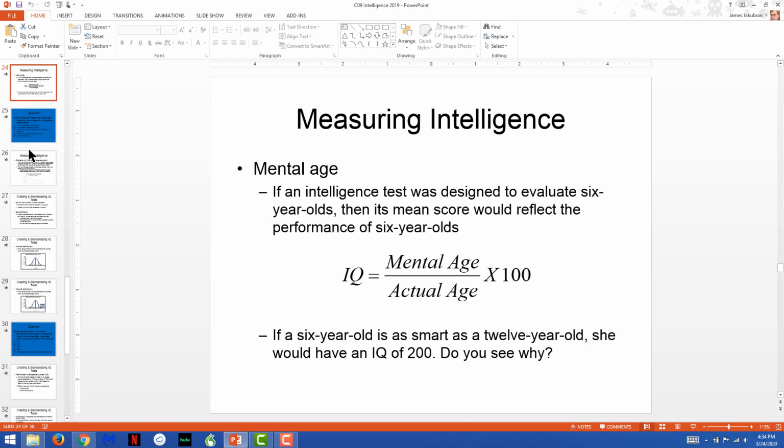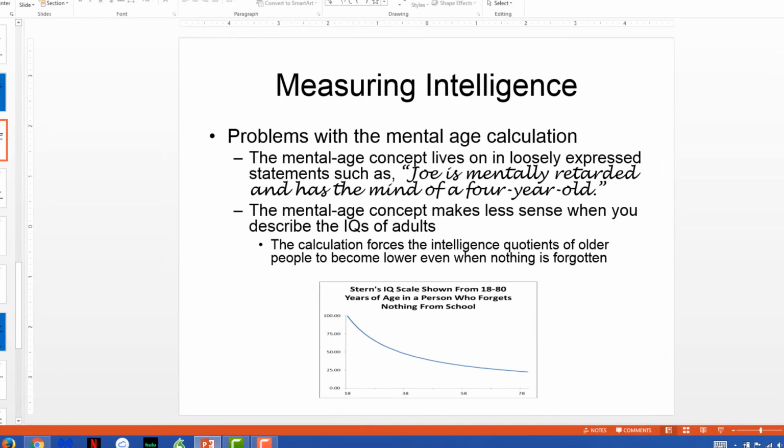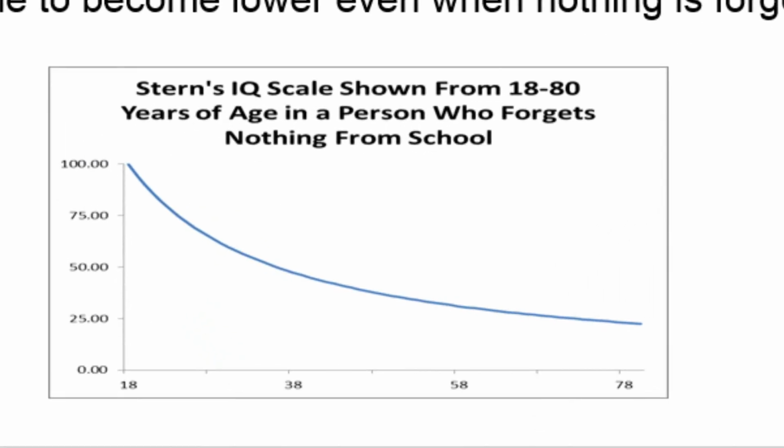And in fact, if you take a look at how your IQ changes over the course of your lifespan, based not on memory decay, but simply on the fact that you're getting older, you see how your IQ is expected to drop over the course of your lifespan. In fact, this idea was actually where the idea that the elderly are stupid comes from.